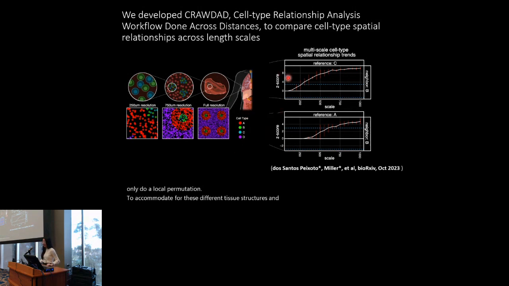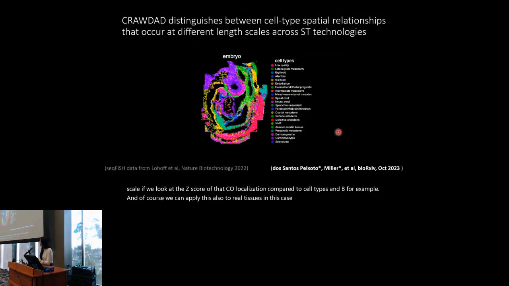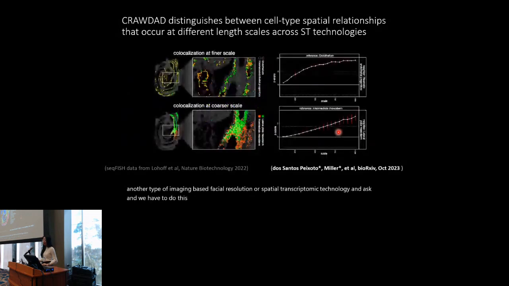And that allows us to then identify, for example, in this case, cell types C and B are colocalized at a much finer scale if we look at the Z-score of that colocalization compared to cell types A and B, for example. And of course, we can apply this also to real tissues. In this case, this is a seq-FISH data set, another type of imaging-based spatial resolution or spatial transcriptomic technology, and be able to do this in a very fast pairwise manner to evaluate all the possible pairs for colocalization relationships.